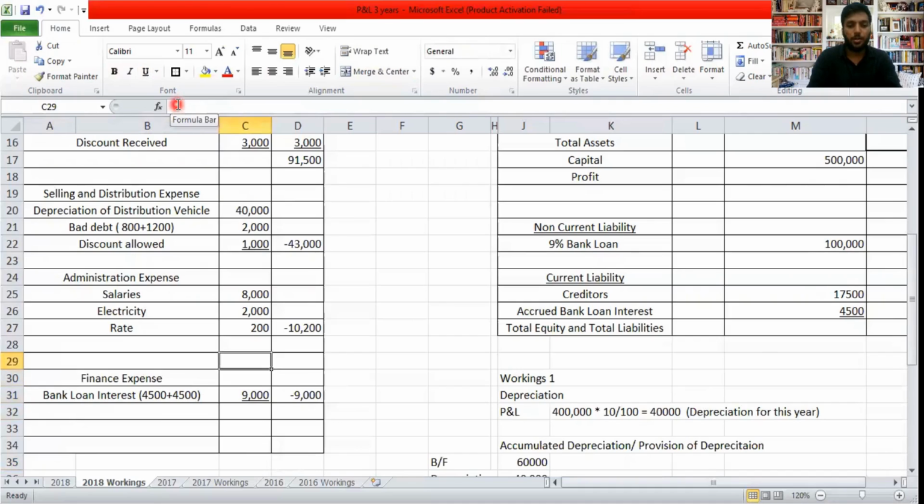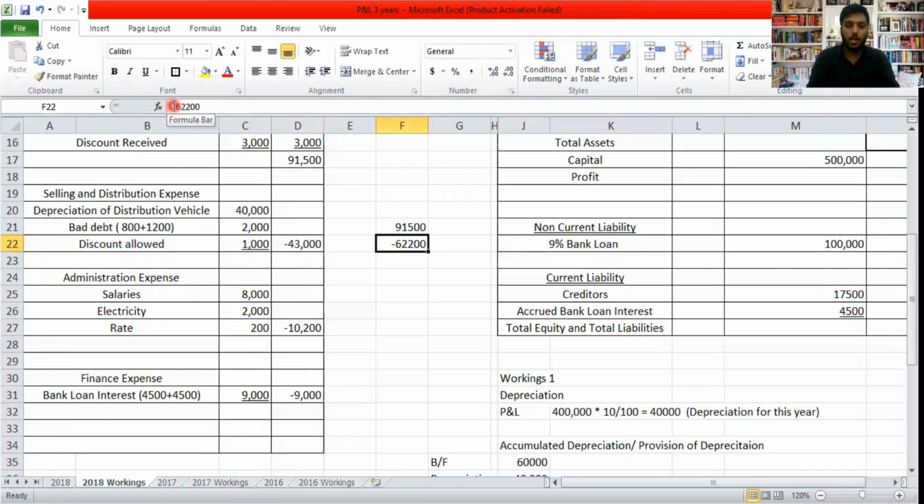Now, how much is my net profit? My all expenses, 43,000 plus 10,200 plus 9,000, will give me 62,200. So my other income plus gross profit will give me 91,500. So I can take 91,500 and deduct 62,200 to get my net profit, because I see that my expense is lower than my other income and gross profit.